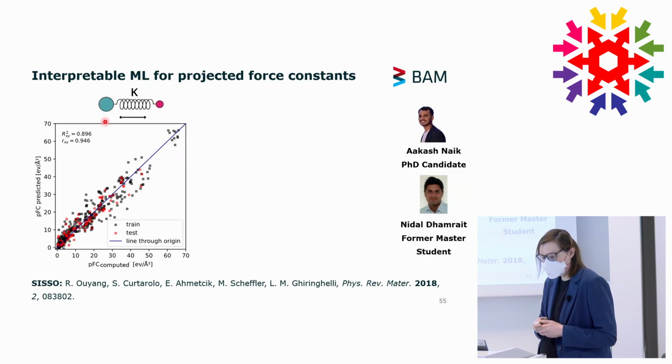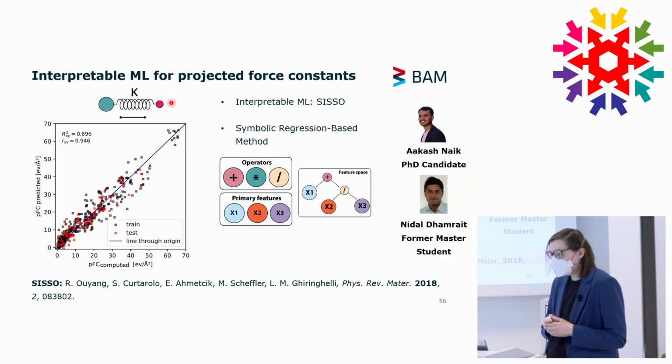What we've learned here is we projected the force constants that we get from the phonon calculations on specific bonds. And that's why we are learning projected force constants. Here we've been using the SISSO approach. So we've used a symbolic regression-based method to generate our features. We construct the feature space based on simpler features with these kind of operators, and then also get equations that we can interpret.